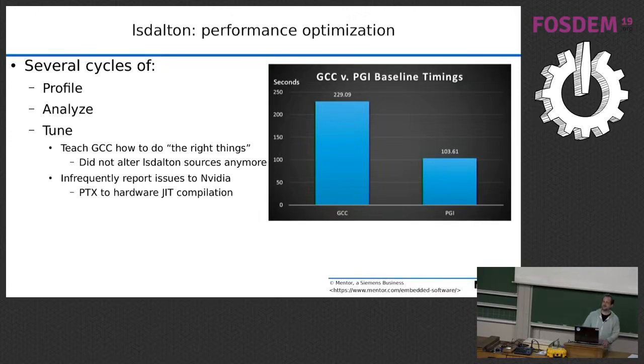PTX is an intermediate language which at runtime gets just-in-time compiled to the actual GPU hardware that we have. Then you see here the baseline GCC execution time of this one example that we tuned here is around 230 seconds, and the PGI compiler a little bit more than 100 seconds, so much better, obviously. But again, we're in the same region here, so it's not an order of magnitude that we are slower.